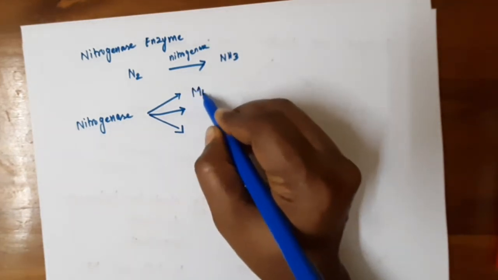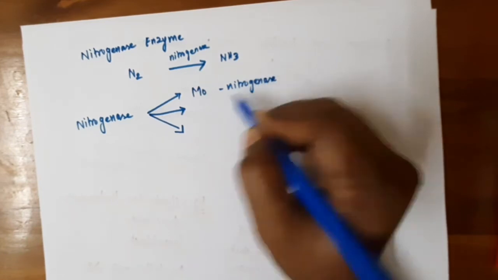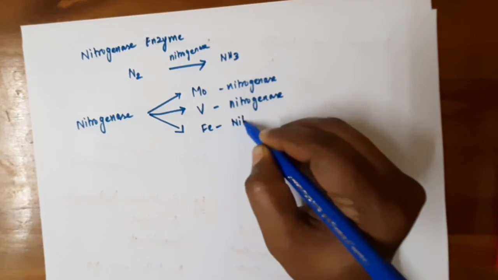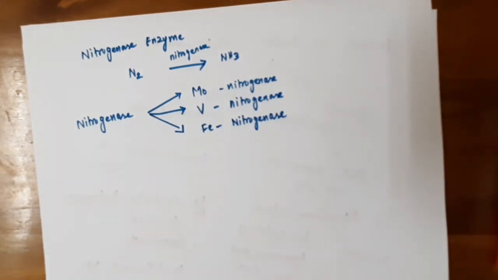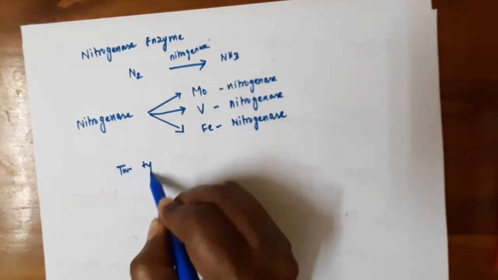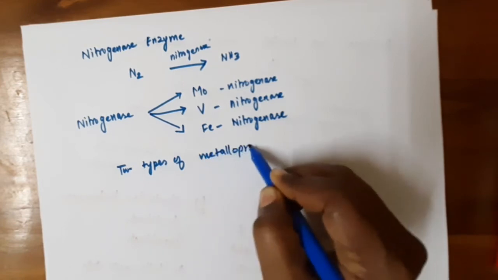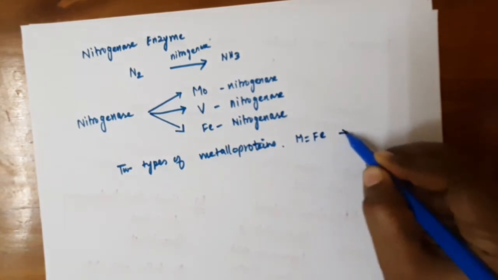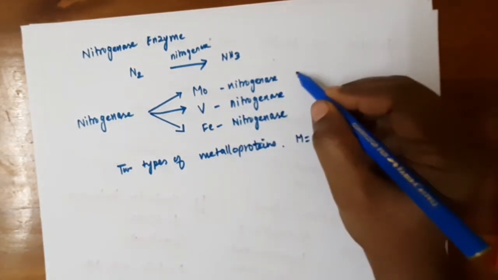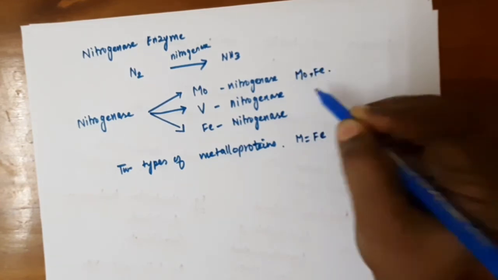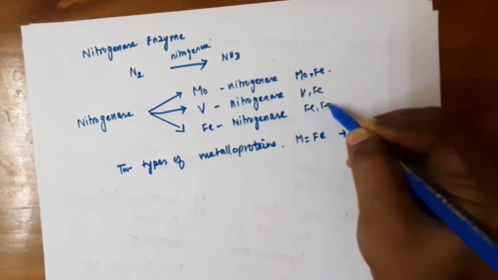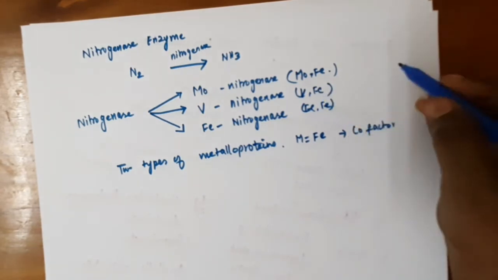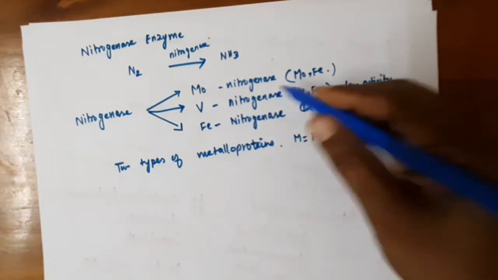First one is the molybdenum nitrogenase, the second one is the vanadium nitrogenase, and the third one is the iron nitrogenase. Basically, this nitrogenase enzyme has 2 types of metalloproteins. One metal, iron, acts as a cofactor in all these nitrogenase enzymes: molybdenum iron nitrogenase, vanadium iron nitrogenase and iron nitrogenase. Among these, vanadium nitrogenase has less activity compared to the other nitrogenase enzymes.